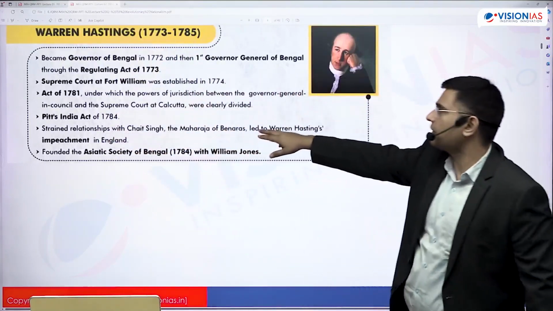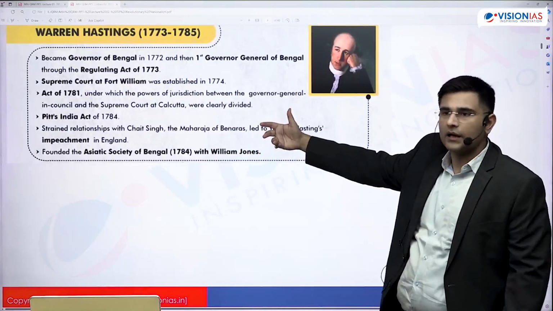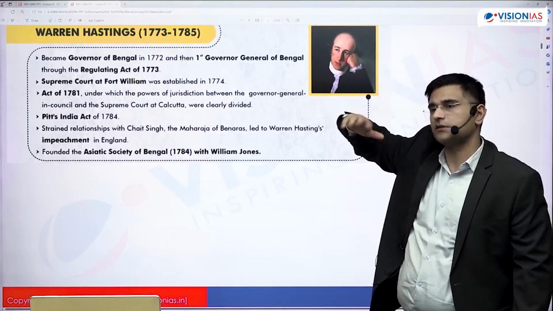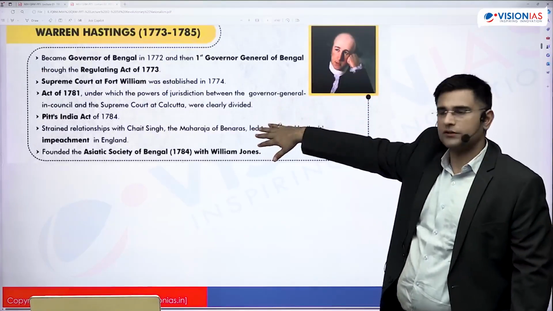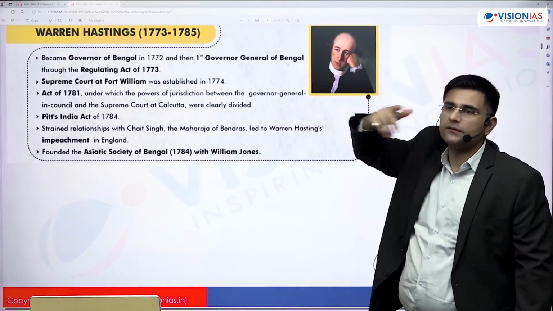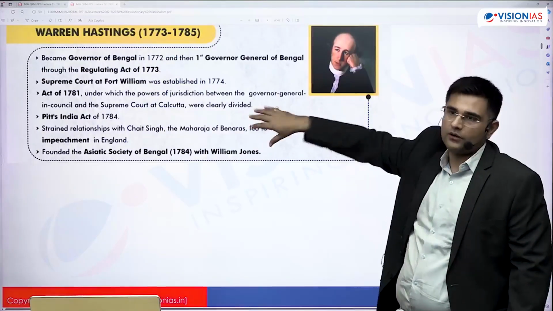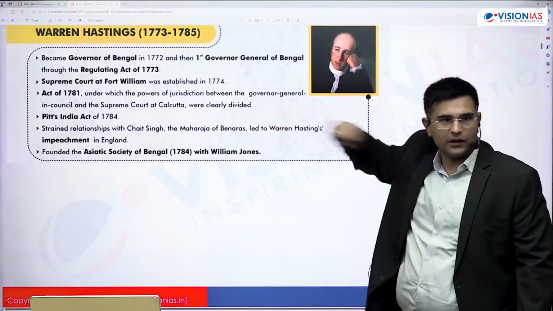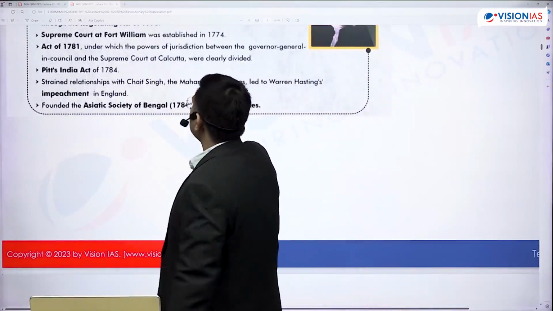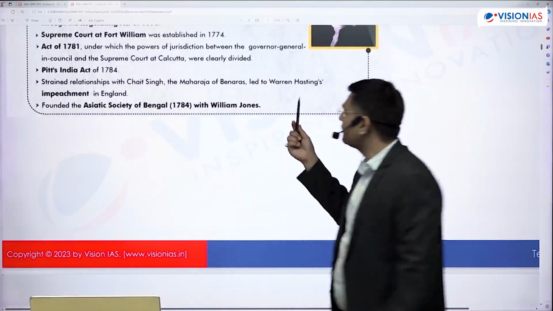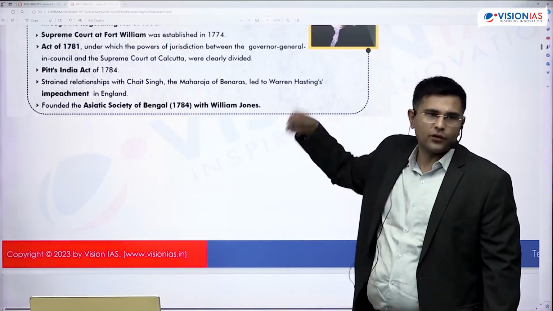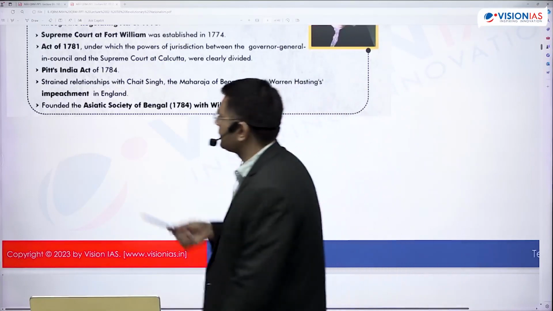Strained relationship with Chait Singh. So Chait Singh was Maharaja of Banaras, so his lands were taken over because he could not pay the land revenue, right? Because, right, so whatever permanent settlement has not come, it is in 1793, but Banaras was annexed by the Britishers after the Battle of Buxar, so therefore he could not pay the land revenue, so therefore his lands were taken away, right? And that led to some issues, and ultimately not just this, but on charges of corruption also, right? He was impeached and a trial took place in England on charges of corruption. Ultimately he was acquitted. Honest aadmi tha bechara.